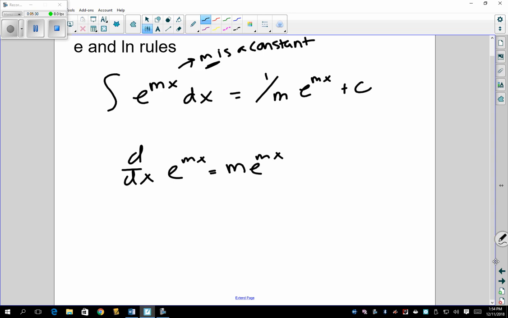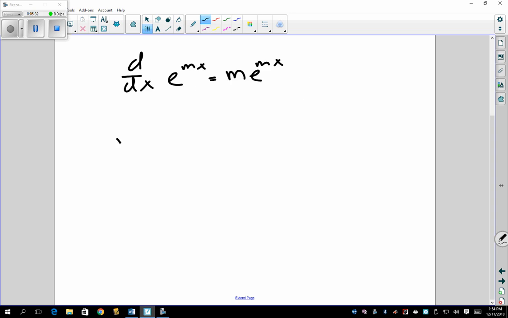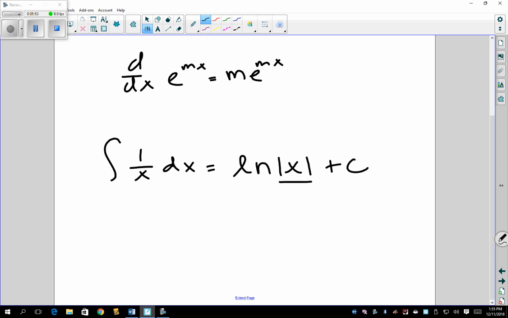And for ln, when we take the integral of 1 over x, we need to have an absolute value. So these are our rules for e and ln. E is pretty simple. Just when integrating, we have to be careful that we have the absolute value bars.